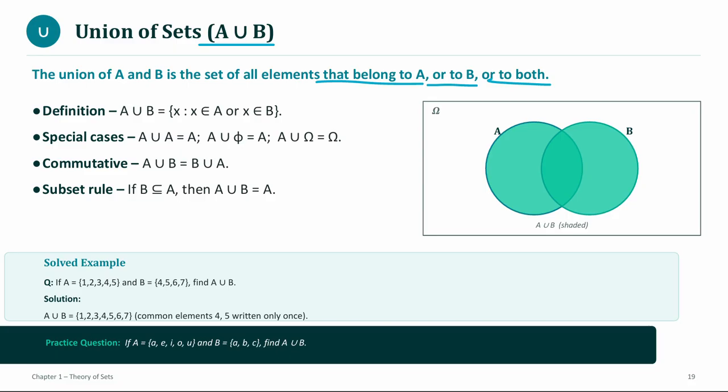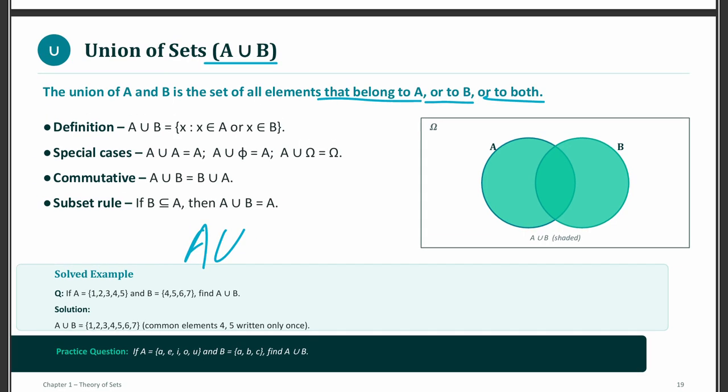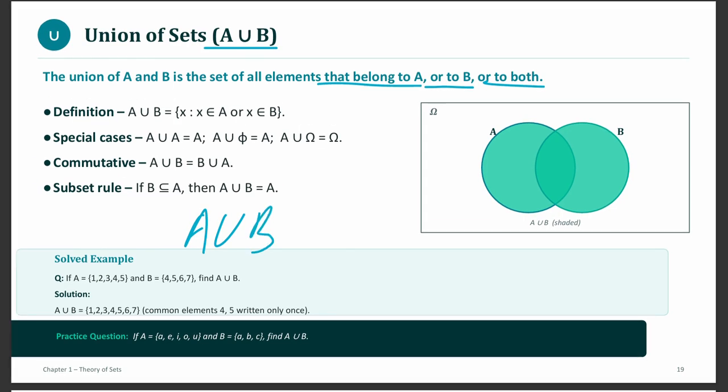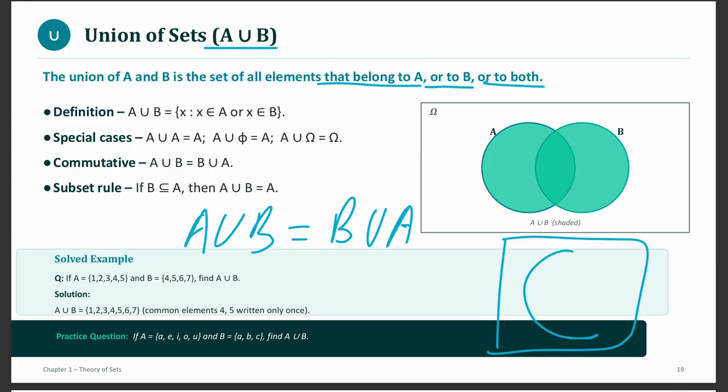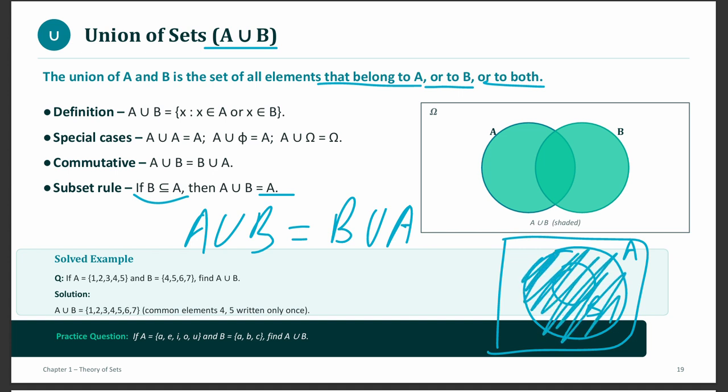Now it follows the commutative property. That means that A union B is equal to B union A. Subset rule: if B is a subset of A, for example, this is A and this circle inside is B. If B is a subset of A, then A union B is going to be A only, this entire region, A only.